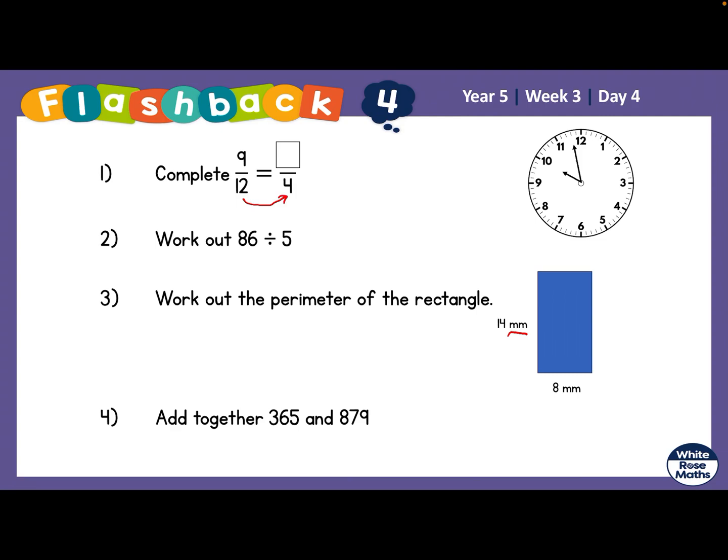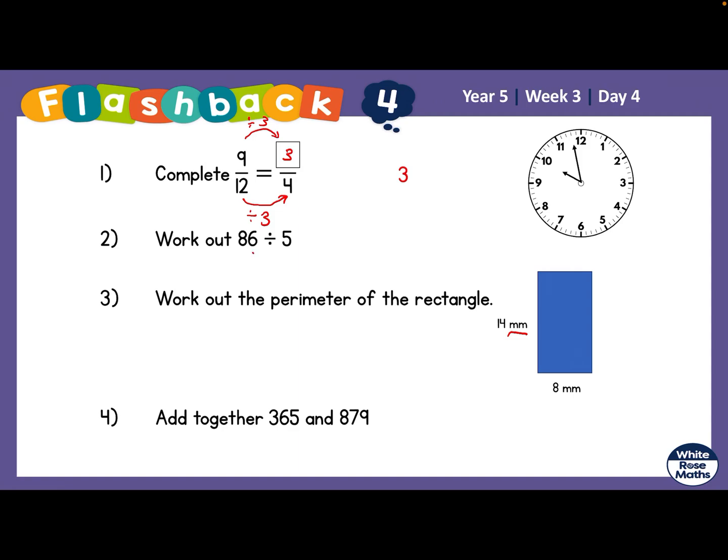So if we have a look, if we've got twelfths to go all the way to quarters, what we're going to do is take 12 and divide it by 3. Take 12, we're going to divide this one by 3. So it's going to be 3/4.